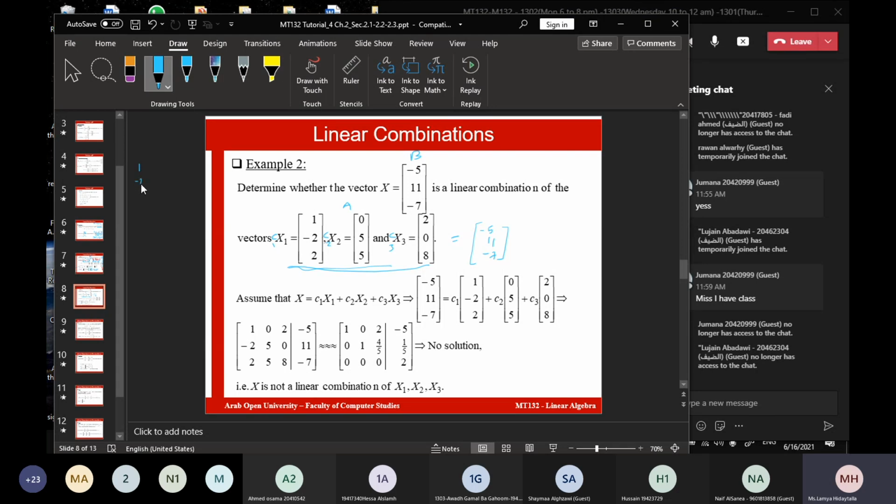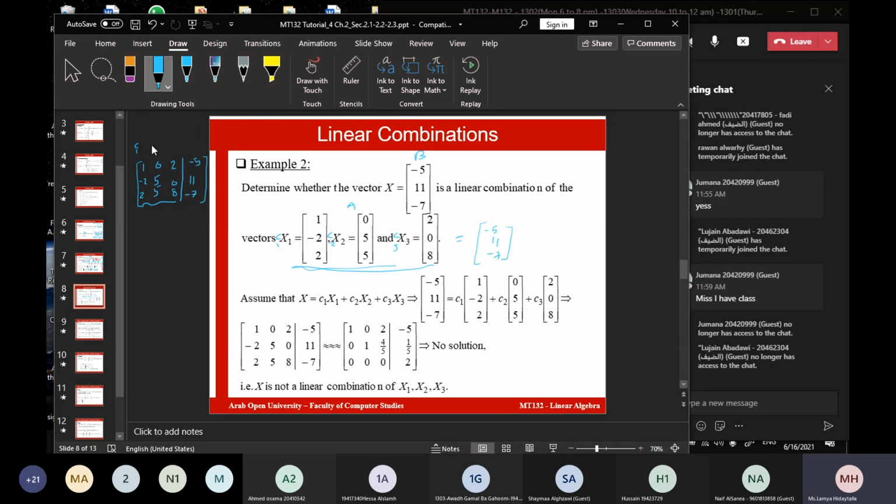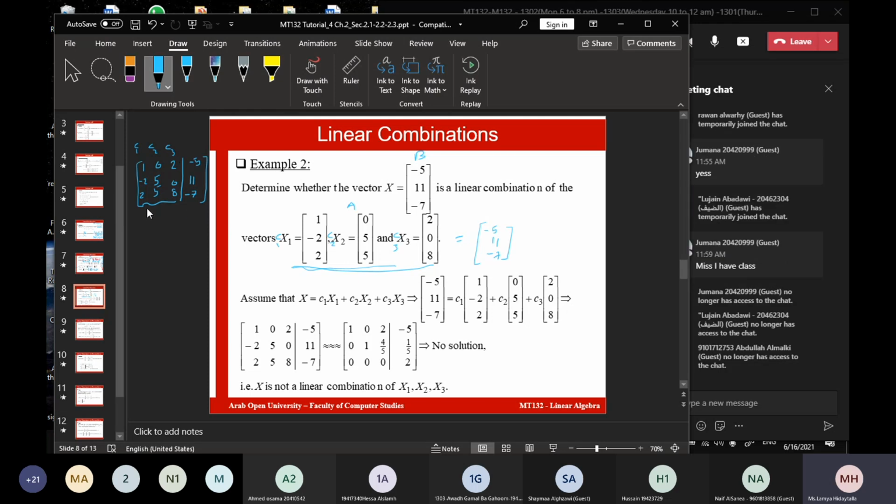So 1, minus 2, 2, and then the other 0, 5, 5, and then 2, 0, 8. Using these, can I find minus 5, 11, minus 7 by doing a linear combination or not? That means I'm trying to find C1, C2, and this is C3. I have to solve this system. Okay, solve it. Reduce to the echelon form. I reduce to the echelon form, and I reach here.